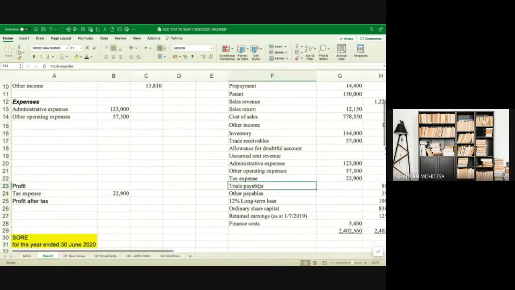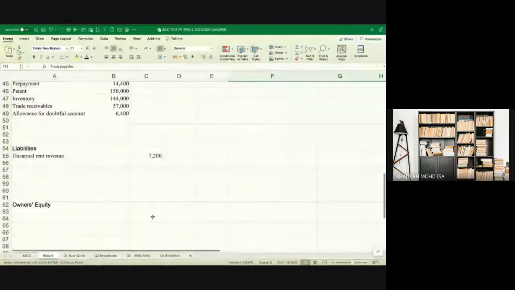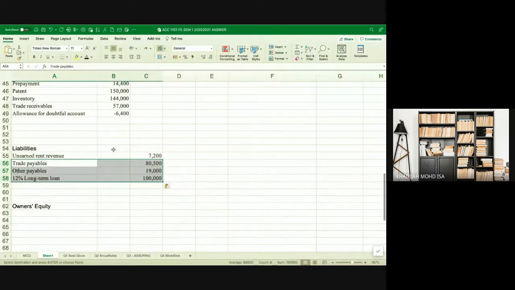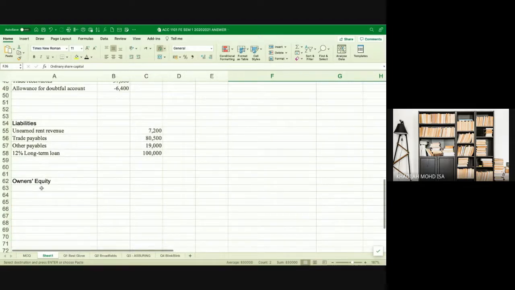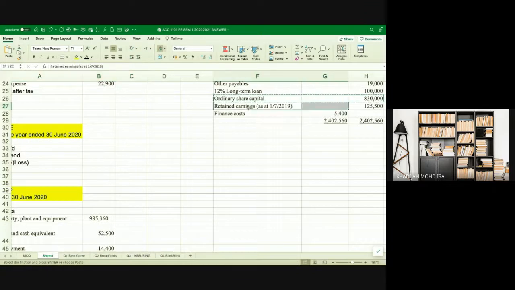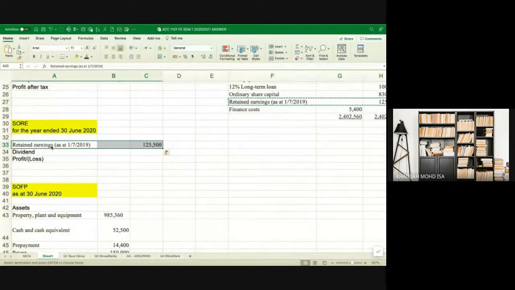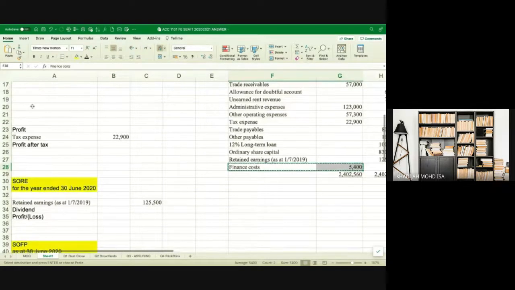Right, and then trade payables, other payables, long-term loan is my liability. So I put that information in my liabilities. I'll put in here. Okay, and then I have my share capital. Command C. Share capital is here. And then I have my retained earnings. I put it where it will appear. Retained earnings as at 1/1/25. And finance cost is part of my profit or loss, right? I just put it here.